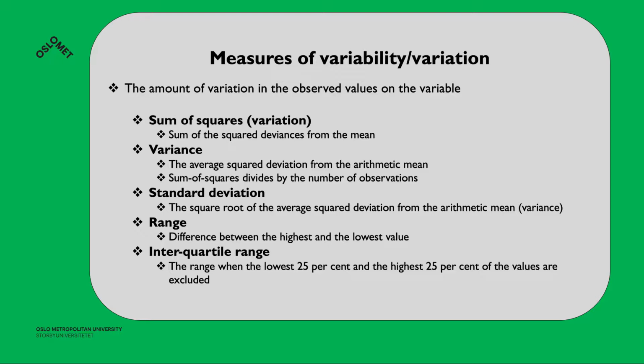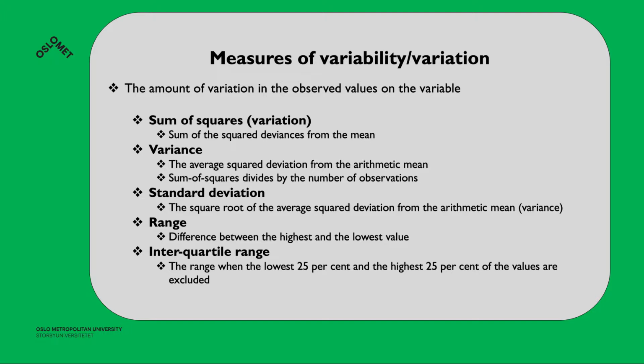I will show you the sum of squares and the variance because these are important parts of how to calculate the standard deviation. But I mostly use the standard deviation as a measure of variability or variation, and we'll also learn about range and interquartile range, which are two other measures of variation. So, okay, the sum of squares is the sum of squared deviations from the mean.